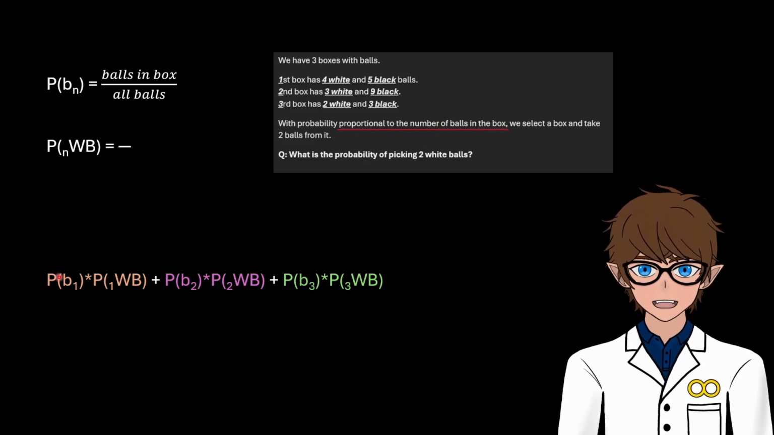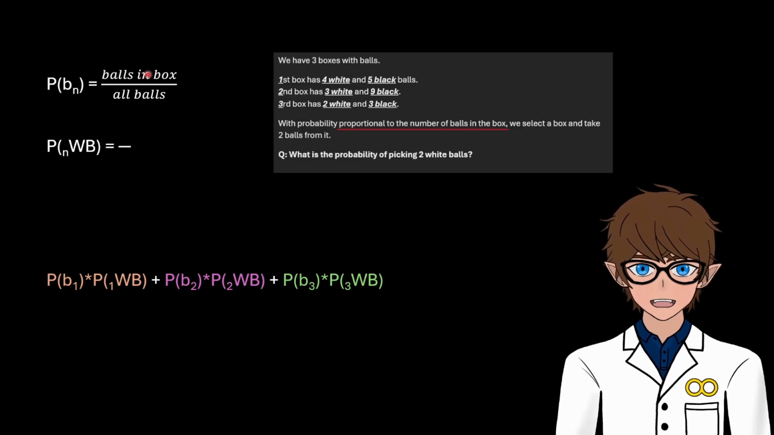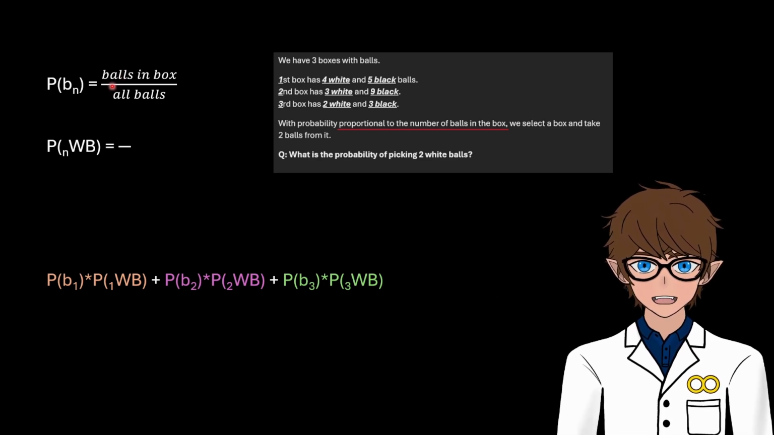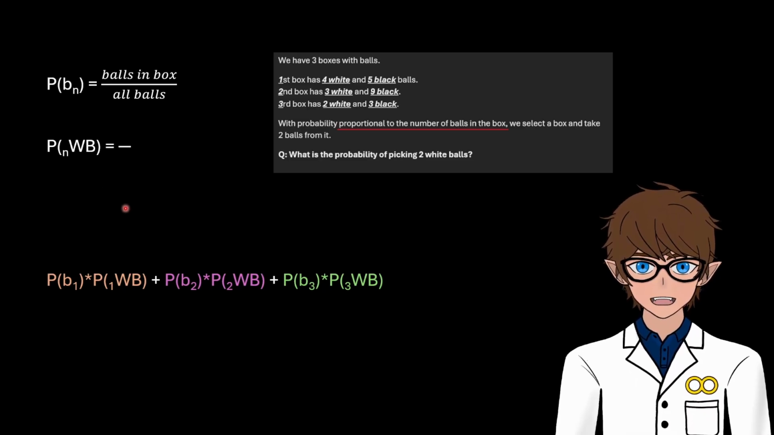So technically you could multiply each of these probabilities of 2 white balls being picked with the number of balls in the box, and then divide all of them with the number of all the balls. Kinda could work, but let's see how I decide to solve it.